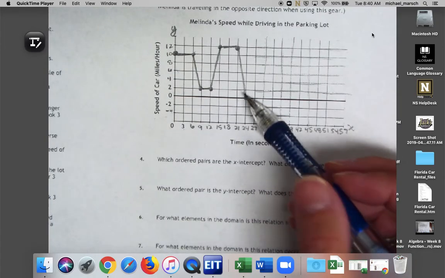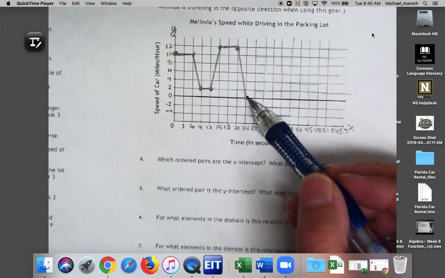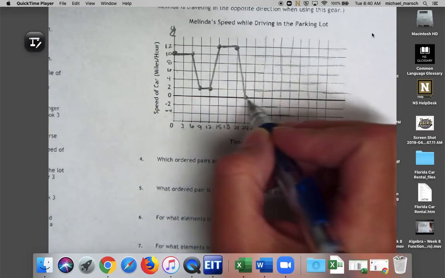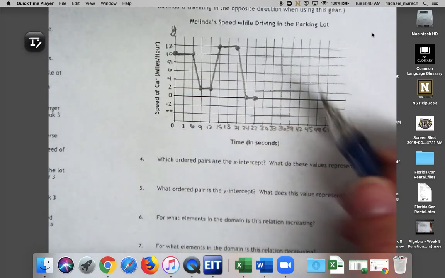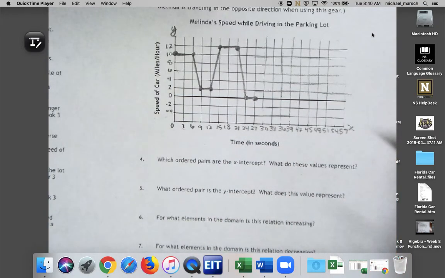Okay, so now we're down here. Melinda spent the next 3 seconds stopped as she switched gears to reverse her car. So now we've got a point here where she's just going from drive to reverse. Fortunately, no other drivers were behind her, and she started traveling back up the aisle.